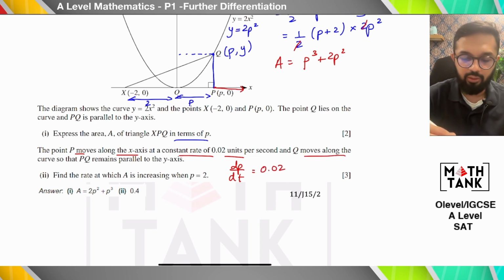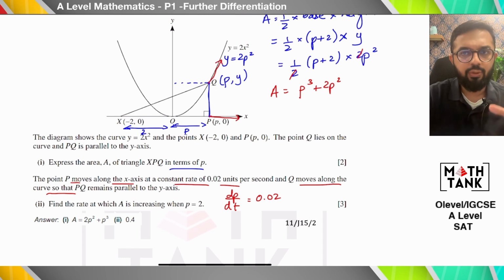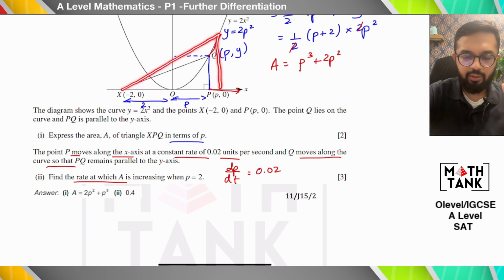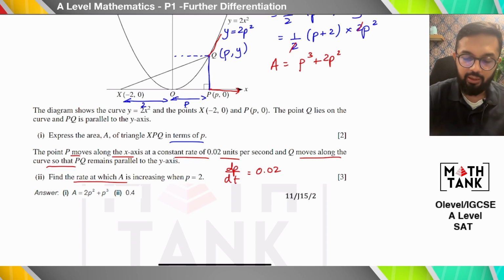And Q moves along the curve so that PQ remains parallel to the y-axis. Now remember that when Q is moving, it's causing the x coordinate to change as well and the y coordinate to change as well. So I can't really summarize Q right now. Let's see what it says. Find the rate at which A is increasing. The only thing happening is that when Q moves, it stays as a right triangle, so the area will remain as this function. Why? Because P and Q will still have the same x coordinates. So find the rate at which area is increasing.